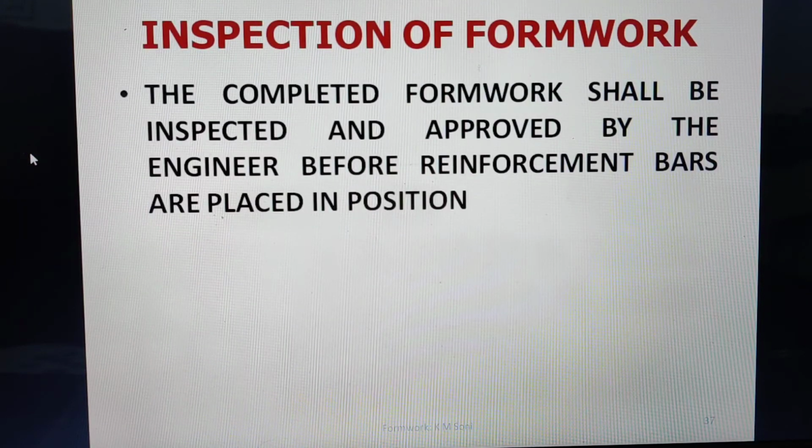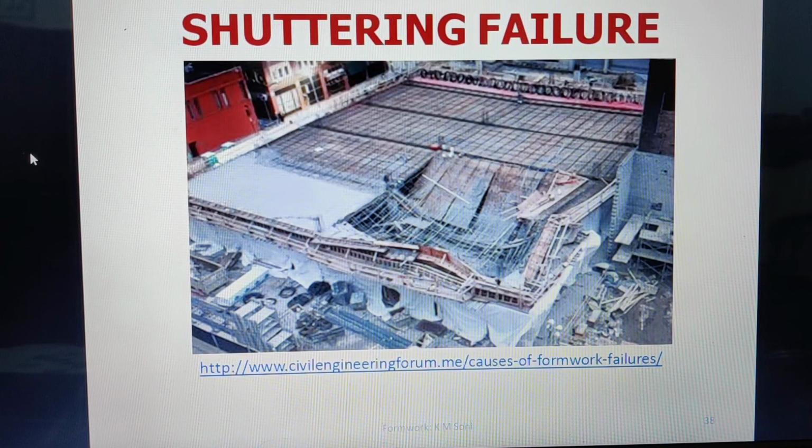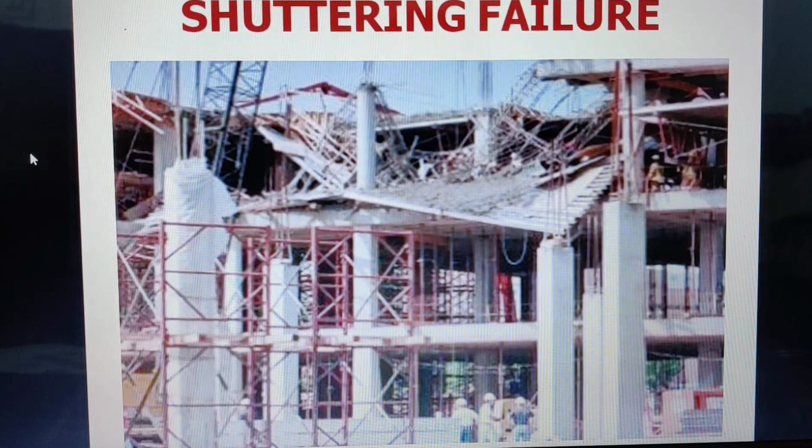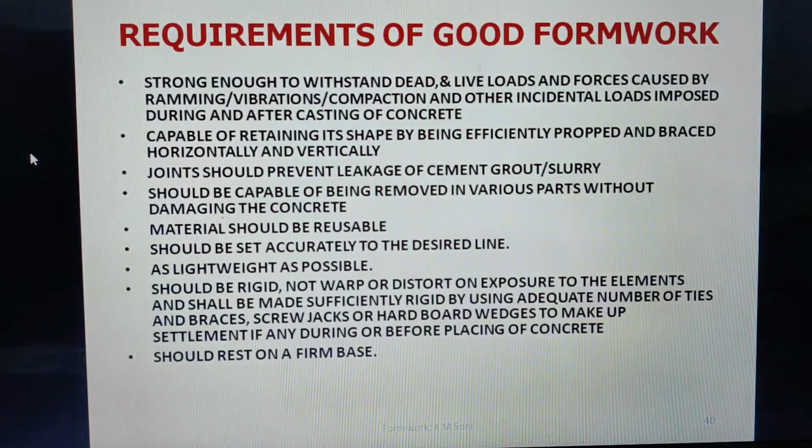And then what is important is that the project engineer or their representative should inspect the formwork and then approve it. That is important because there are a large number of cases where this formwork fails, and then there are a large number of casualties even. And then loss of property. So it is very important that completed formwork should be inspected and approved by the engineer. See shuttering failure, you can see here also shuttering failure.